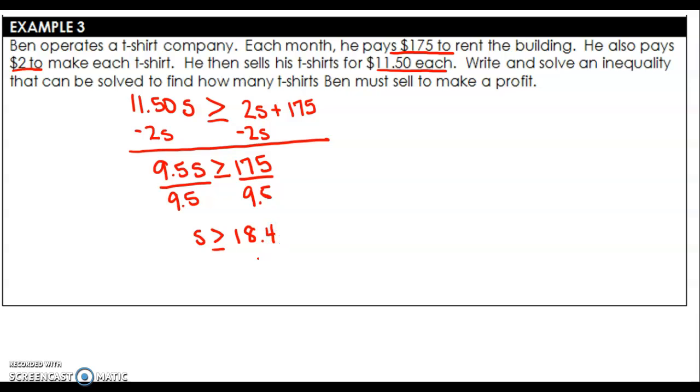18.4. Okay, nobody sells 18.4 of a shirt. Even if you're selling a crop top shirt that's really only half a shirt, it's still a shirt. So how many shirts does he actually have to sell? Well, he needs to sell 19 shirts. If he sells 18 shirts, it's not going to be enough. He's got to round it up to the 19 shirts.